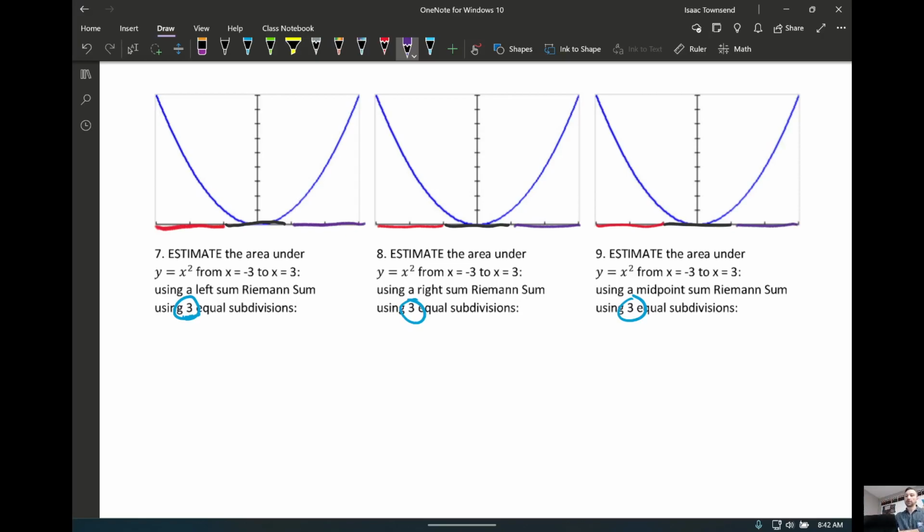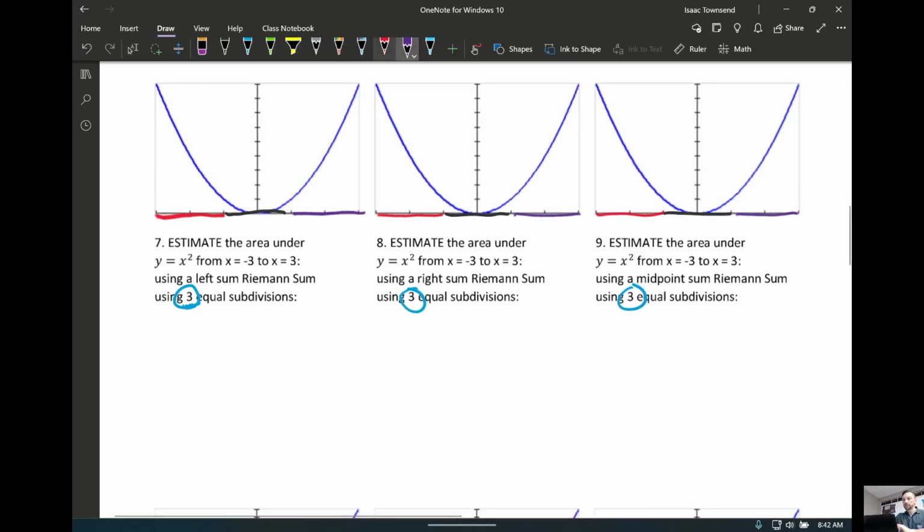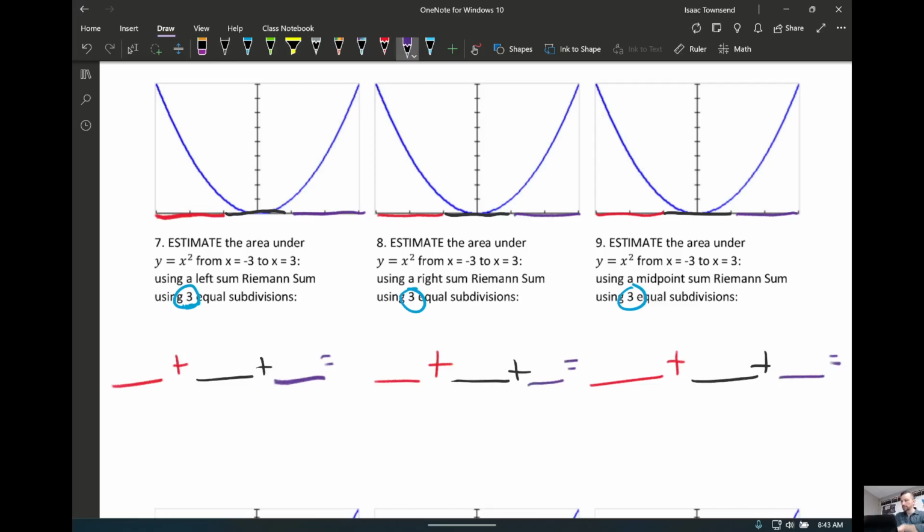Okay, now here's probably the most important part. Well, actually, I'm just going to go ahead and make the blanks, because we're adding up the 3 rectangular areas. Okay, so here's the important part that you need to make sure that you see.